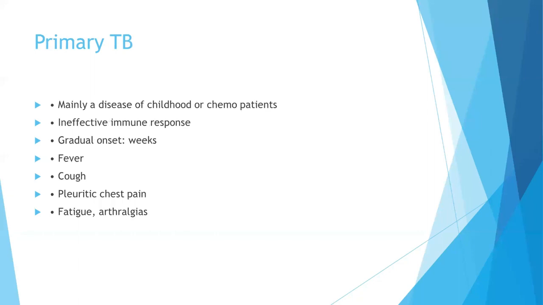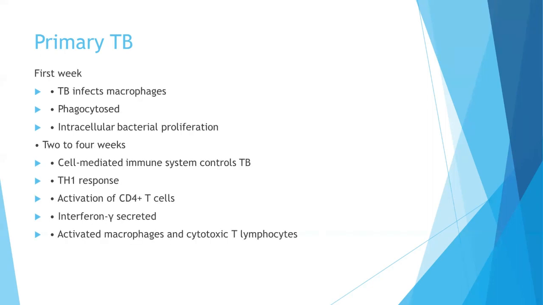Primary TB is mainly a disease of childhood or chemo patients, due to the ineffective immune response. The gradual onset is up to weeks. The patient presents with fever, cough, pleuritic chest pain, fatigue, and arthralgias. In the first week, the TB infects the macrophages. There is phagocytosis, and there is intracellular bacterial proliferation. Since there is defective intracellular killing, there is intracellular tuberculosis proliferation. In the next 2 to 4 weeks, the cell-mediated immune system controls the TB.